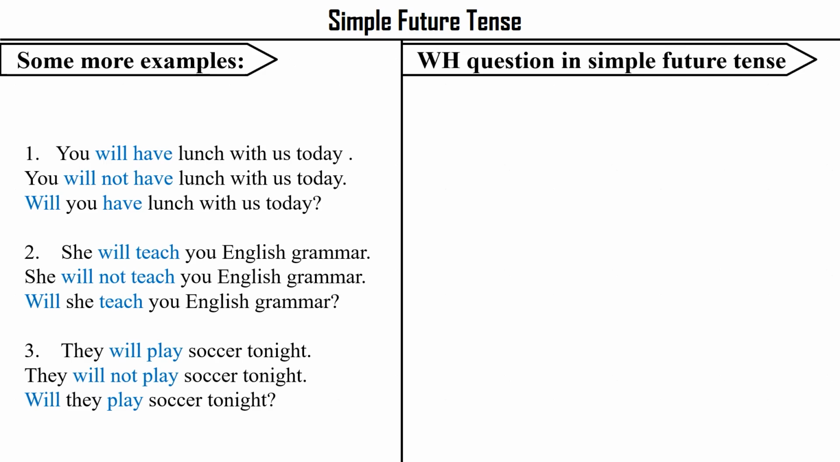WH question in simple future tense. How to use WH questions in the simple future tense. So the WH question word comes at the beginning of the interrogative sentence. For example, what will she have for dinner tonight? It comes before the helping verb will. What will she have for dinner tonight?